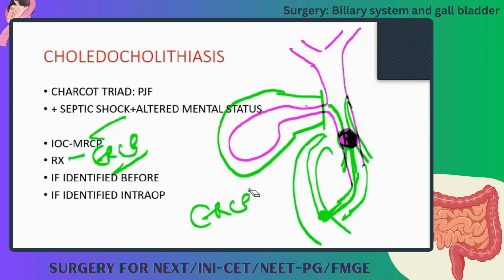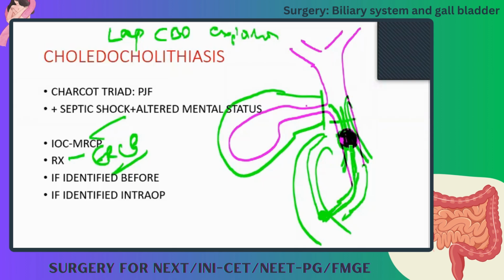And ERCP is not a guaranteed procedure. It may fail. If it fails, you will do a laparoscopic CBD exploration. We open the CBD, make an incision, take the stone out and suture it, or do an open CBD exploration. So three techniques: ERCP and stone removal, or lap CBD exploration, or open CBD exploration.